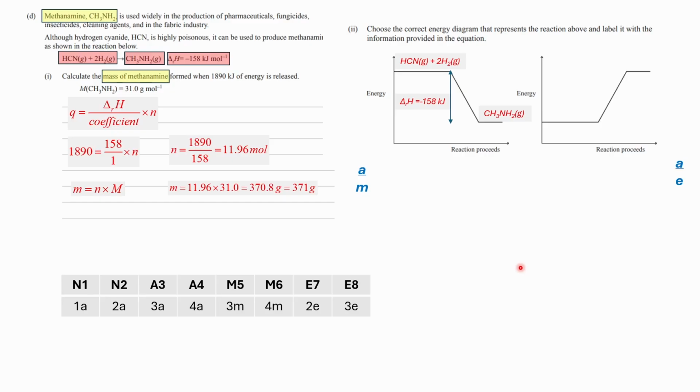added all of our grades up. If you got 3 E's, you get an E8. If you get 2 E's, E7. If you get 4 M's, M6, 3 M's, M5, 4 A's, A4, 3 A's, A2, 2 A's, 1 A, etc. So that's the first question done. Let's go on and have a look at the next one.